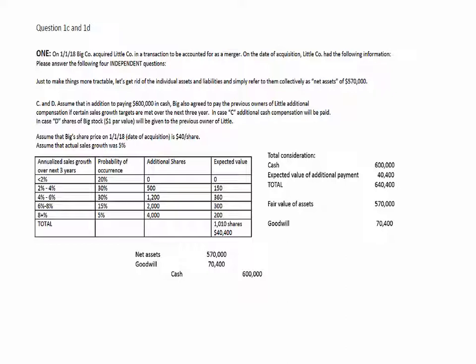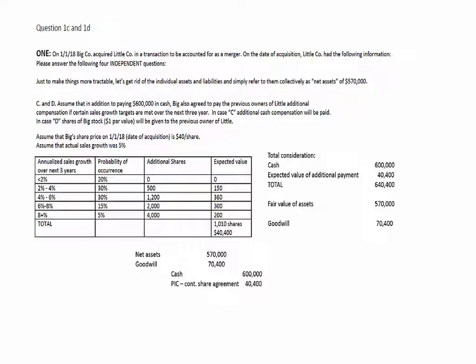So we debit net assets for $570,000. We record the goodwill of $70,400. We record the cash payment of $600,000, and we create this paid-in capital contingent share agreement with the value of $40,400. That $40,400 is essentially cast in stone.